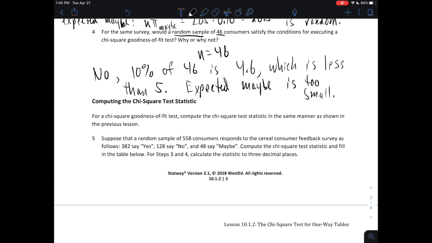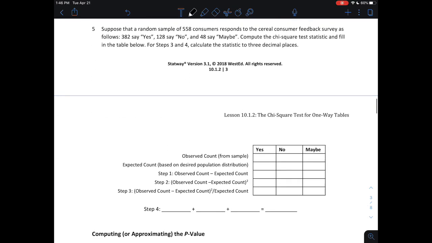Number 5, suppose that a random sample of 558 consumers responds to the cereal consumer feedback survey as follows. 382 say yes, 128 say no, and 48 say maybe. Compute the chi-square test statistic and fill in the table below. For steps 3 and 4, calculate the statistic to 3 decimal places. So moving on to our table on the next page, first we have the observed counts. This comes from the sample. So from the paragraph in number 5, it says that they observed in their sample 382 saying yes.